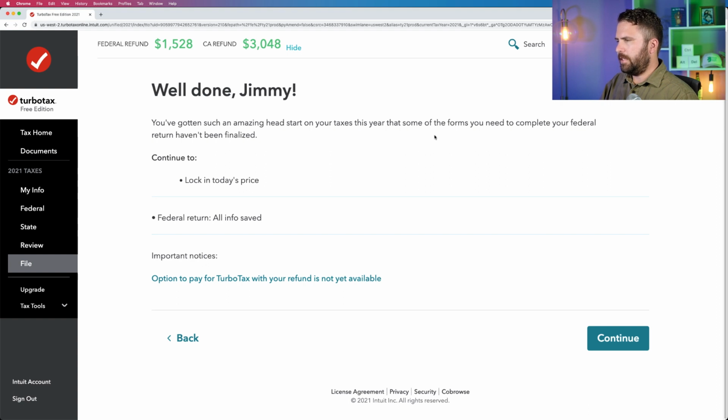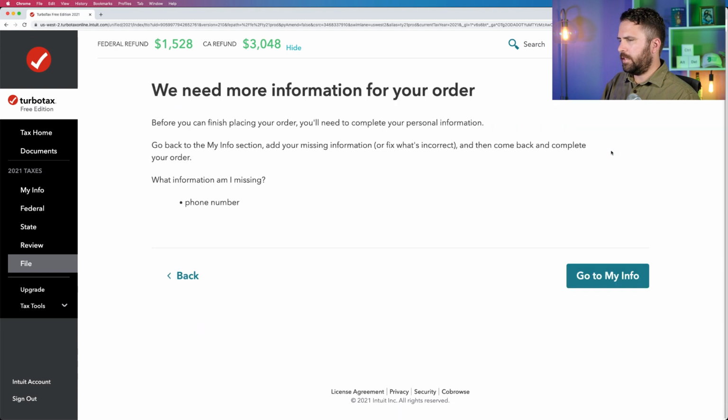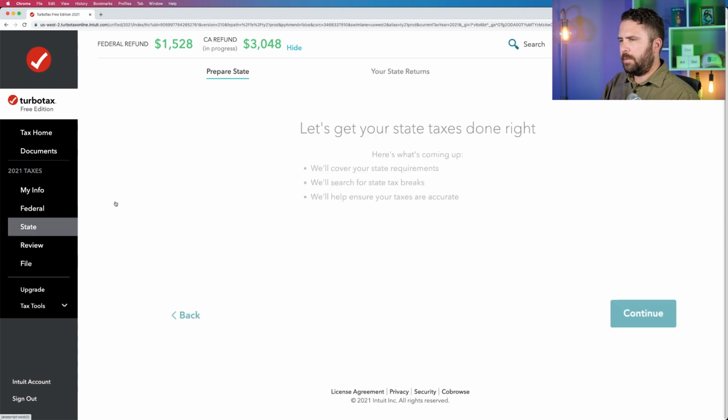Okay, some of the forms you need to complete your federal return have been finalized. Okay. Review the products used to prepare your taxes. Okay, so you know what? Maybe we're not actually done. What about state?